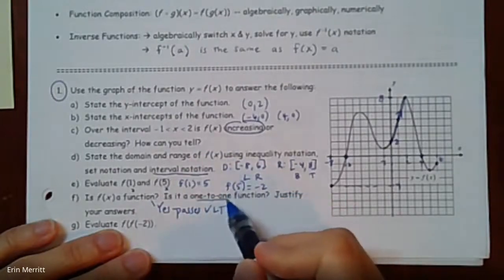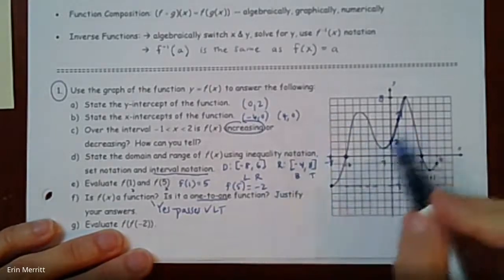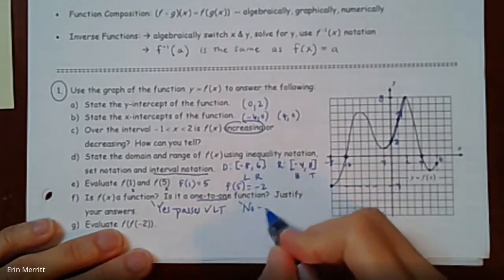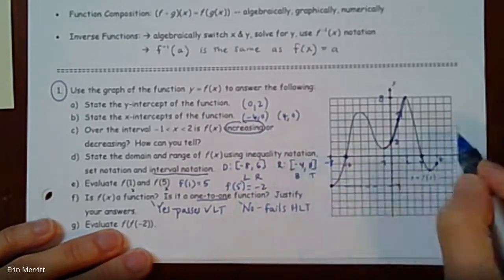Is it a one-to-one function? No, it fails the horizontal line test in many places. So we would say no, because it fails, which means there's repeated y values.